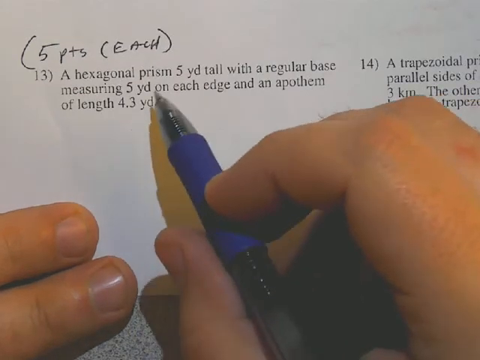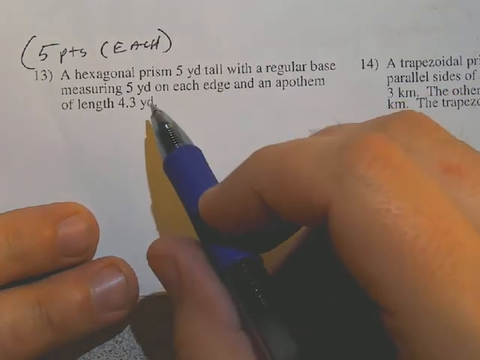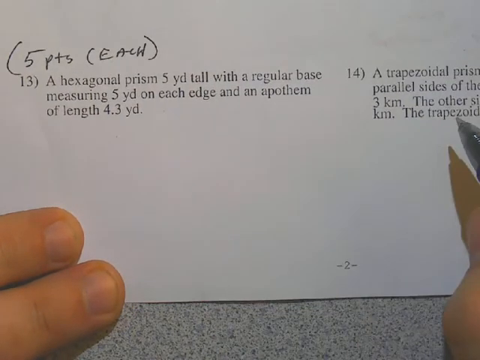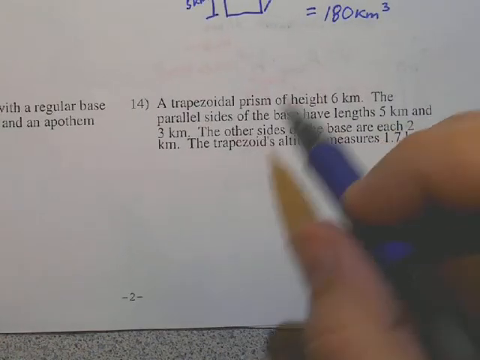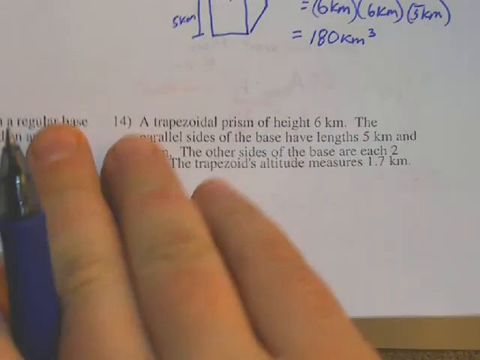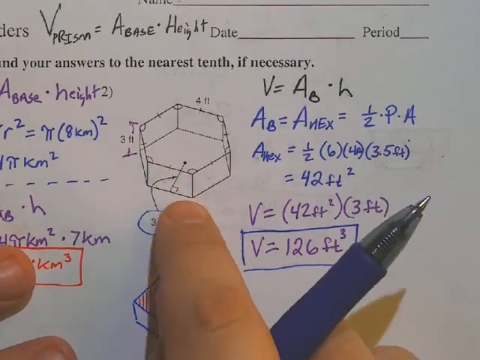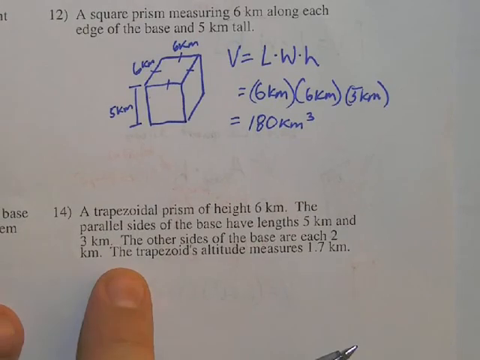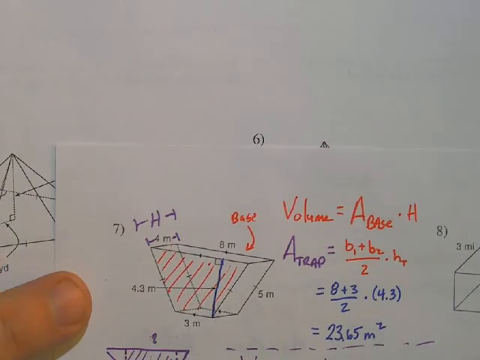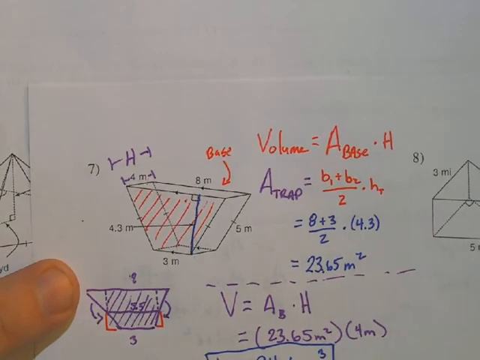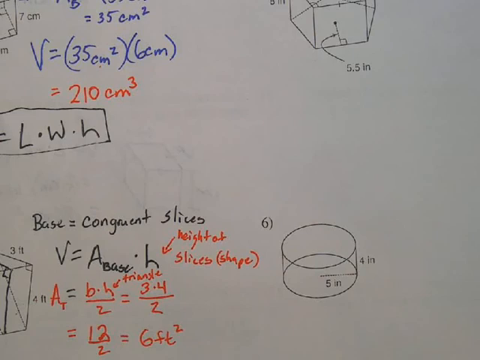So we've got two more here. This is a hexagonal prism, 5 yards tall, with a regular base measuring 5 yards on each edge. And then this is a trapezoidal prism. So for number 13, you should refer back to the picture on number 2. That's very similar to what we're talking about here. And for number 14, you should refer back to the picture on number 7. Those will be very similar. Okay, and I will see you on the next page for pyramids and cones.